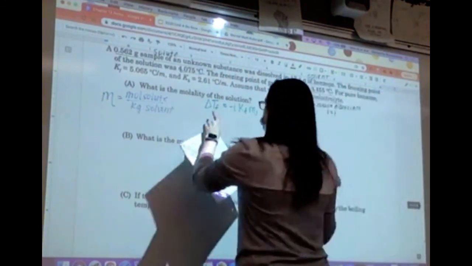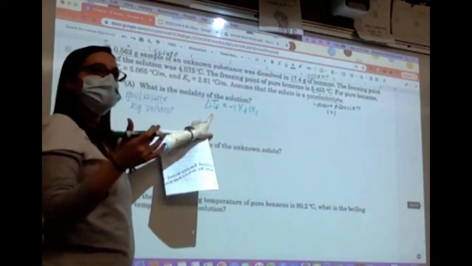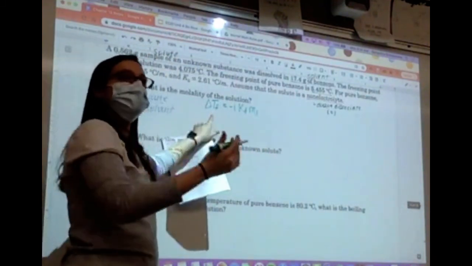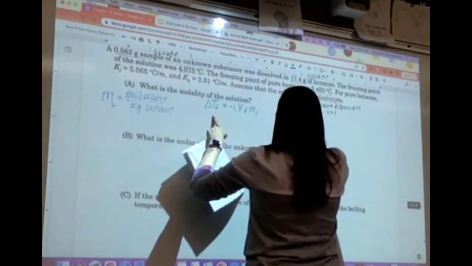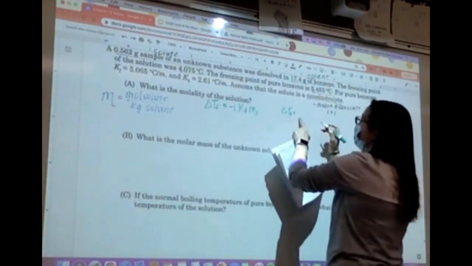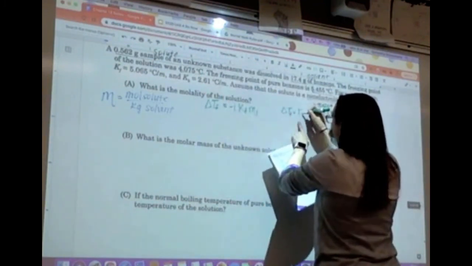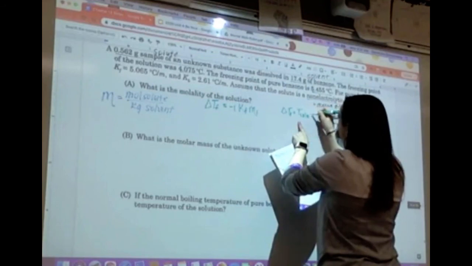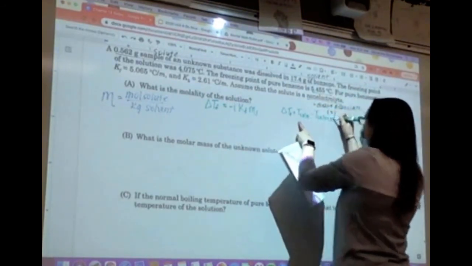Now delta T is no different than what we looked at when we were looking at heat. Delta T is always final minus initial. So if I think about it over here off to the side, if it's final minus initial, final is the solution that we create. So it's going to be the temperature of the solution minus the temperature of the solvent.